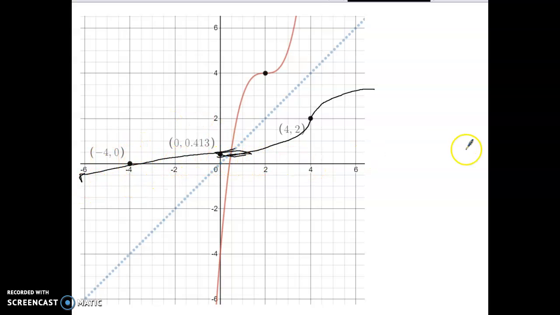There is my connected parent graph. Let me draw that all connected together. So that's what it would look like all connected together.